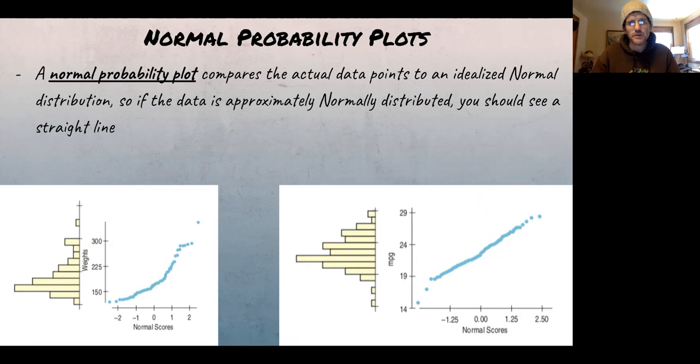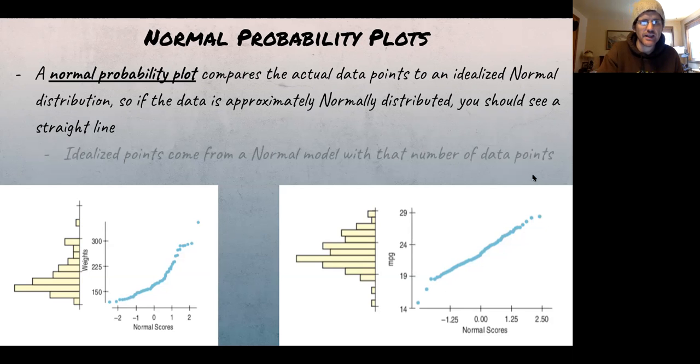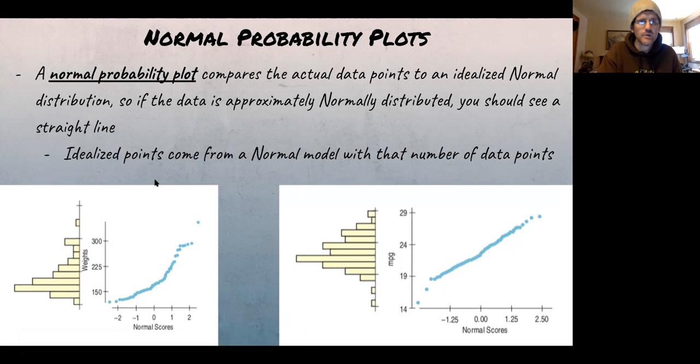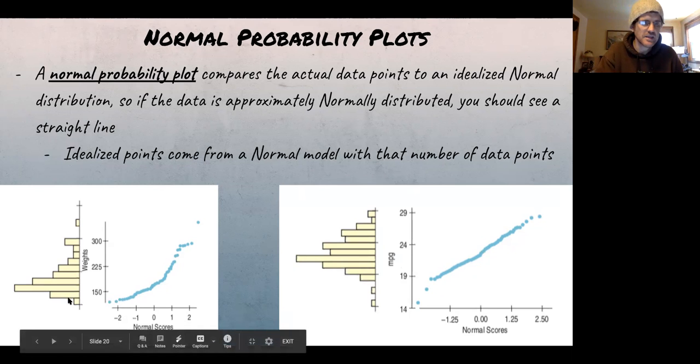So if the data is approximately normally distributed, you should see a straight line. And so what we do is, if we knew that we had 100 data points in the data set, we would say, okay, in a perfect normal model, where would those 100 data points fall? And there's math behind it, but we don't have to worry about it. So where would those data points fall? And we're going to compare them to our actual data points. And right here, you can see this is obviously skewed to the right. And so you can see that this gets a curve to it. So it didn't work out the way that we expected.